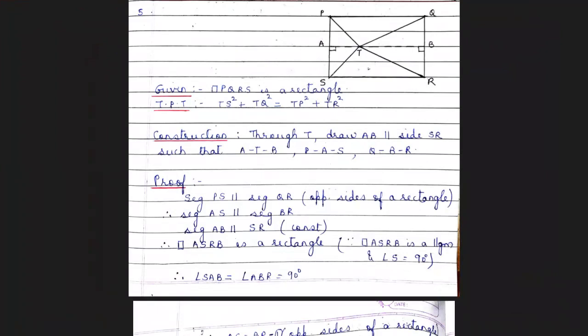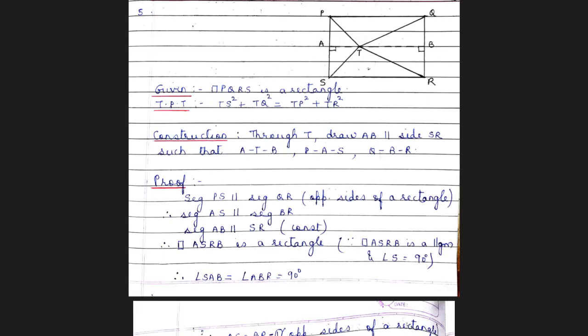Segment PS is parallel to segment QR. What's the reason? They've given you PQRS is a rectangle. Therefore, opposite sides of a rectangle are parallel. Similarly, since PS is parallel to QR, it follows AS is parallel to segment BR. Now, segment AB is parallel to SR. That's your construction, right? So, you have quadrilateral ABRS, which is a rectangle.